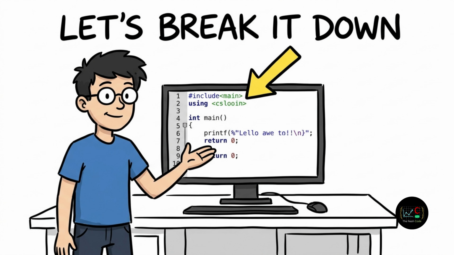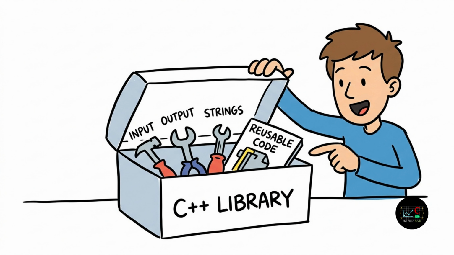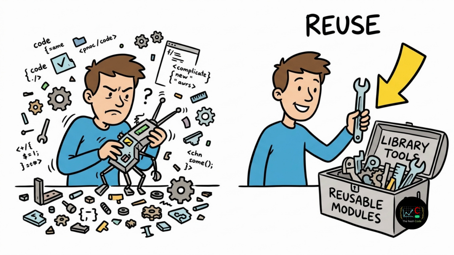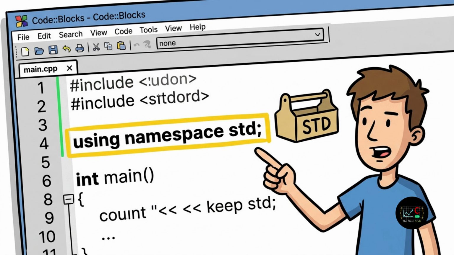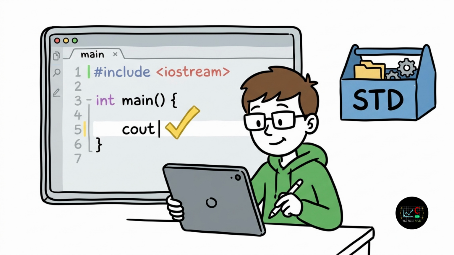Now let's break apart our first program. The first line is #include, followed by iostream inside angle brackets. iostream is a standard C++ library for input and output. A library is a collection of useful code that we can reuse instead of creating everything ourselves. Next is using namespace std. This lets us use standard library features more easily. For example, we can write cout instead of writing the standard namespace name every time.